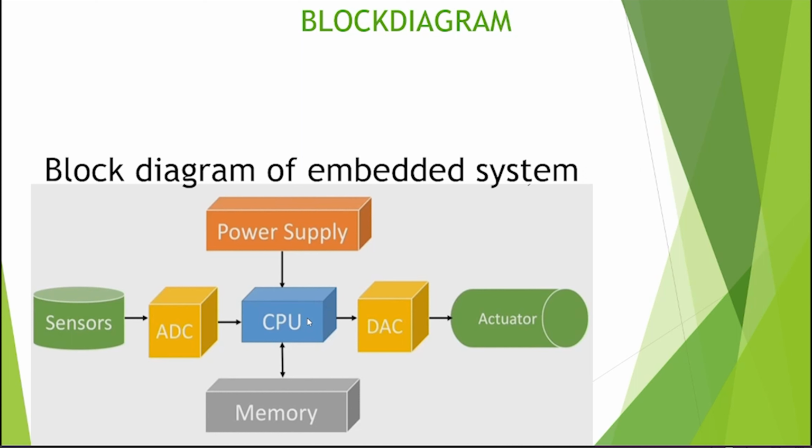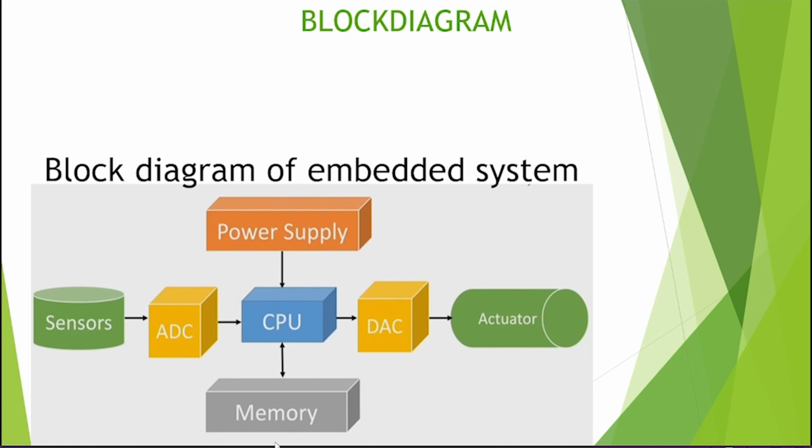It can perform multiple operations like arithmetic, logical, fetch, decode, as well as execute. And we need a power supply because an embedded system works on DC power supply. It will require some input devices. So sensors are the input devices. There is an ADC which can convert the analog signal to a digital signal, and it is passed to the controller.